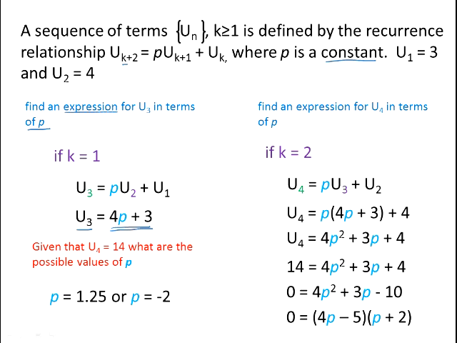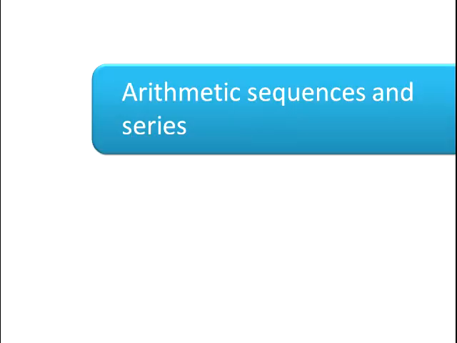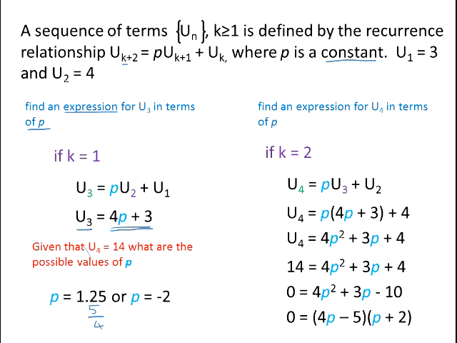Now, I hate decimals. I don't know why I've put this as a decimal, but I would be writing 5 over 4 here. So I'm going to add that in because I much prefer fractions. Okay, so they are the possible values of p. Okay, so that's it. That's really the hardest example that I could find. So get practicing your recurrence relationships.